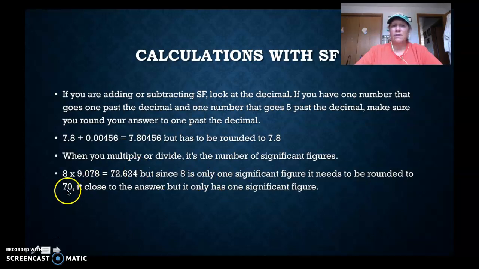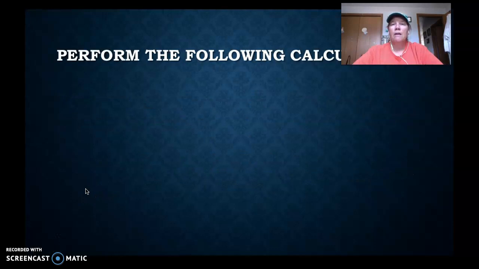So I'm going to round it to 70. Now you might think, oh, it should be 72. 72 would have 2 significant figures. 70, by not writing the decimal, is still pretty close to the answer, but now I'm using the proper number of significant figures. Okay? So here's some calculations to perform.